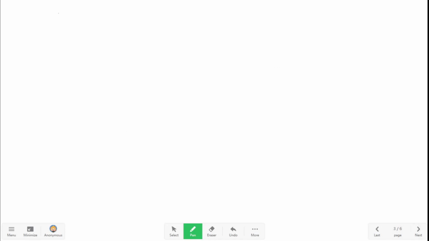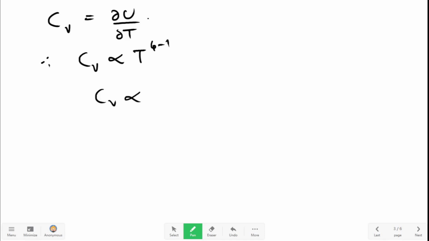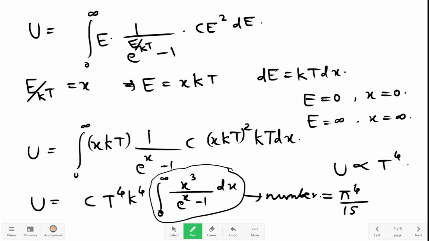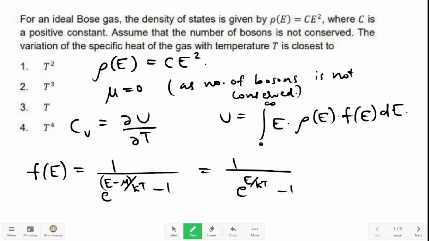Now CV is equal to del U upon del T. Therefore CV is proportional to T raised to 4 minus 1. The power will decrease by 1 when we take the derivative with respect to temperature. So CV is proportional to T cube. The correct option here is option 2.